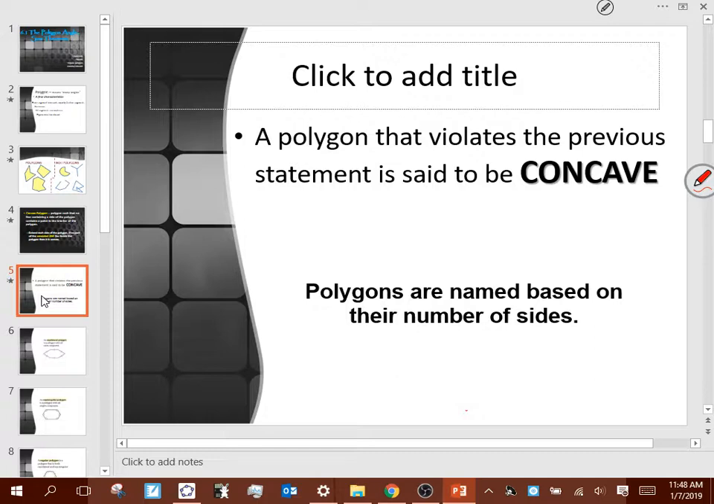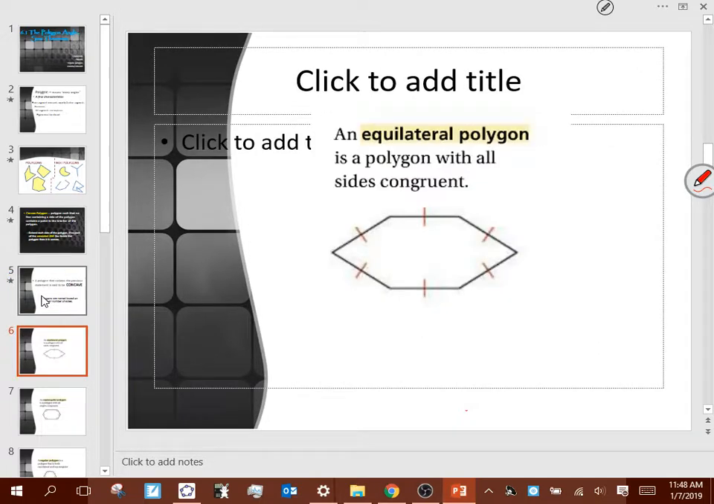Polygons are named based on the number of sides. The number of sides they have is identical to the number of angles they have, so some textbooks will say polygons are named off of angles. It doesn't matter. We talked about triangles, our smallest polygon. We also talked about quadrilaterals, with 4 sides. And then after quadrilaterals, it's what?